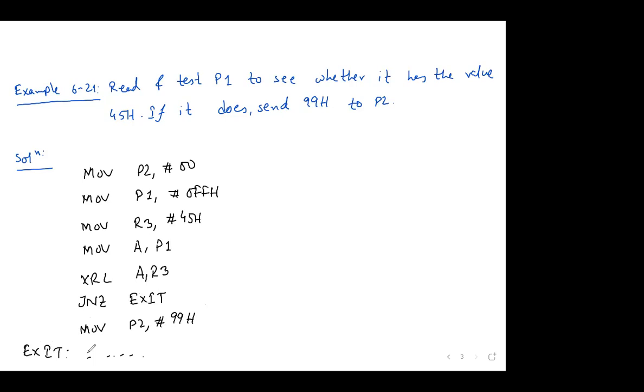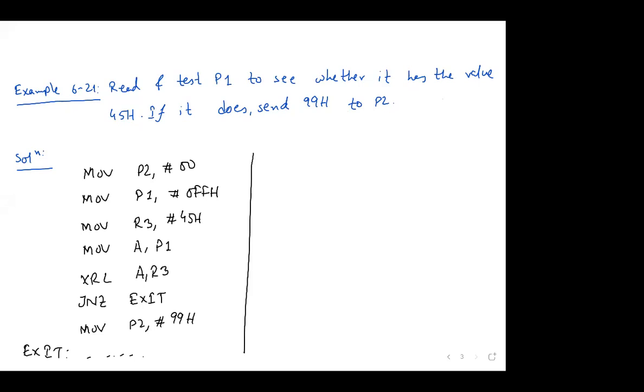If there is any line in the code that you want me to explain, you can ask me. Anything that you want me to explain? Sir, why are we giving dots after exit? I mean, you can code accordingly, whatever is given. Over here, the question says, if it does, that means if there is 45H, then we need to send 99H. But if it does not have 45H, then nothing is written. So based on that condition, you can finish the code. It is nothing. You can write anything over here.